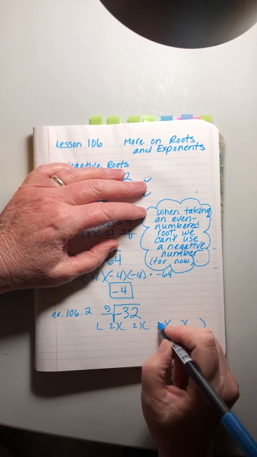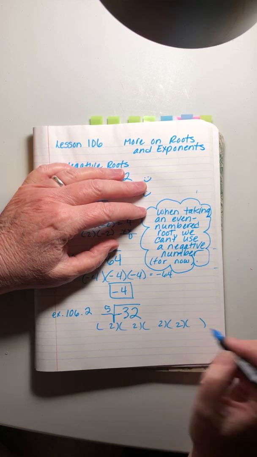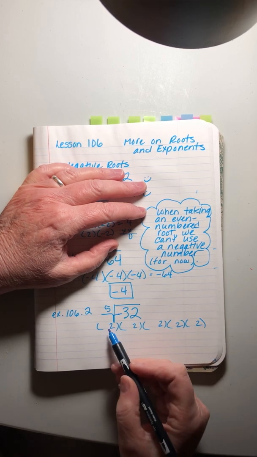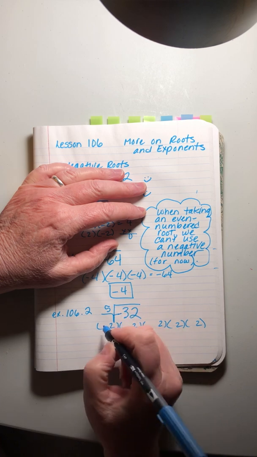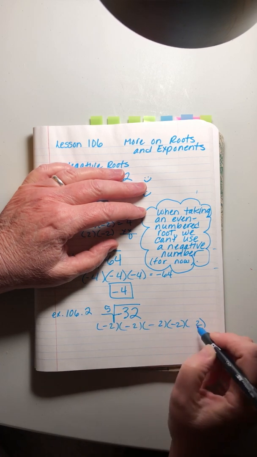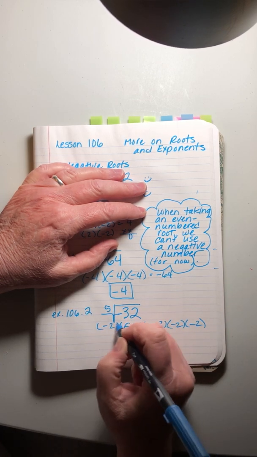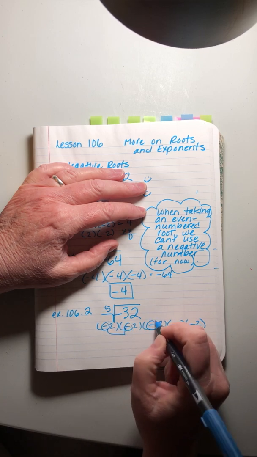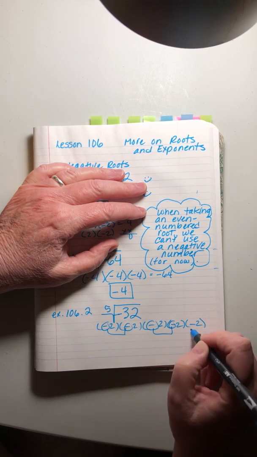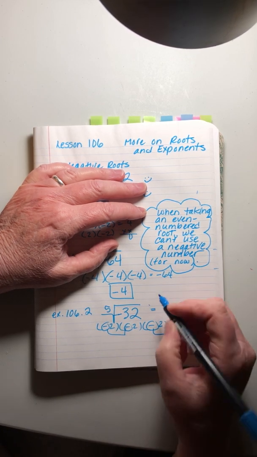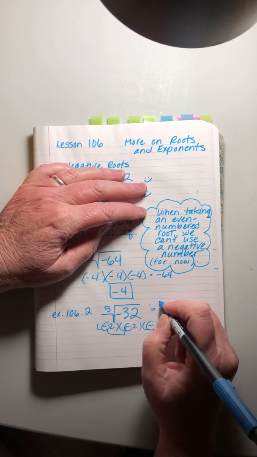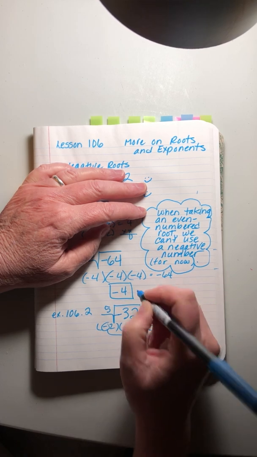So 32, I know is a power of 2. 2 times 2 is 4, times 2 is 8, times 2 is 16, times 2 is 32. 2 to the 5th power will get me to 32, but I can see I'm going to have to make it minus, right? These two cancel each other out. These two cancel each other out, but there is the minus sign that's left. So the 5th root of minus 32 is minus 2, and that is also correct.